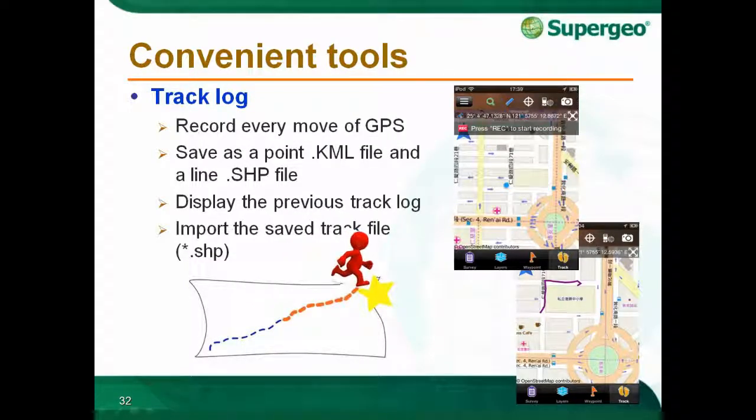And you also can turn on the track recording function to record your path. And the track log will be saved as both a KML file and a shape file. It also can be displayed onto the map or used for further applications.